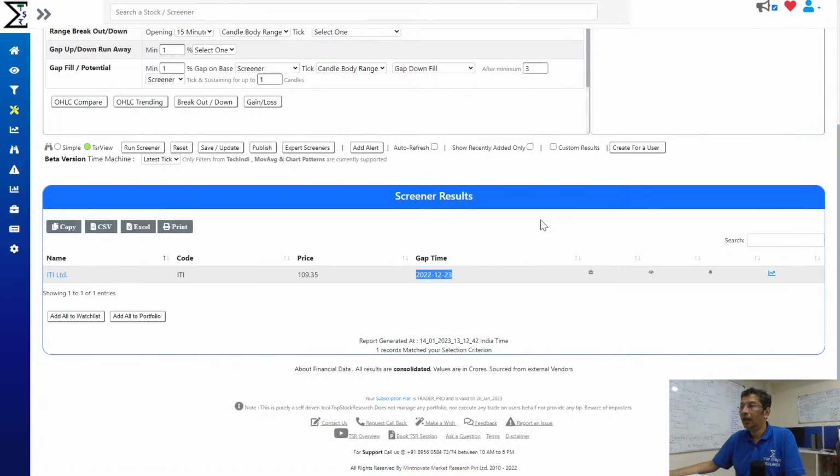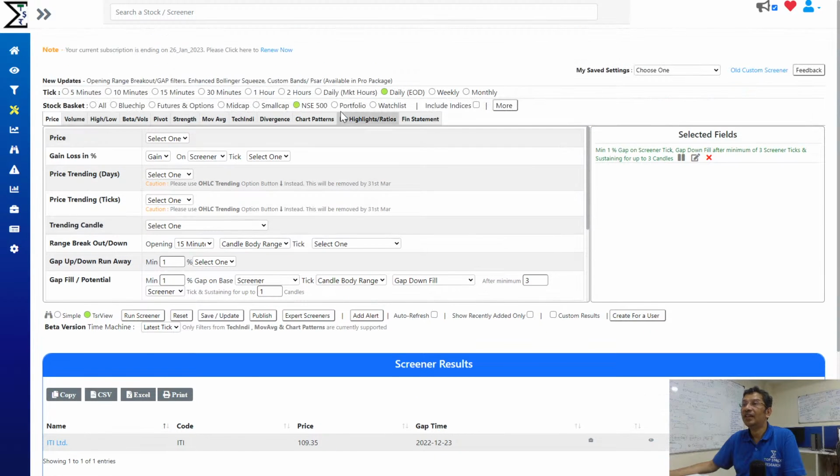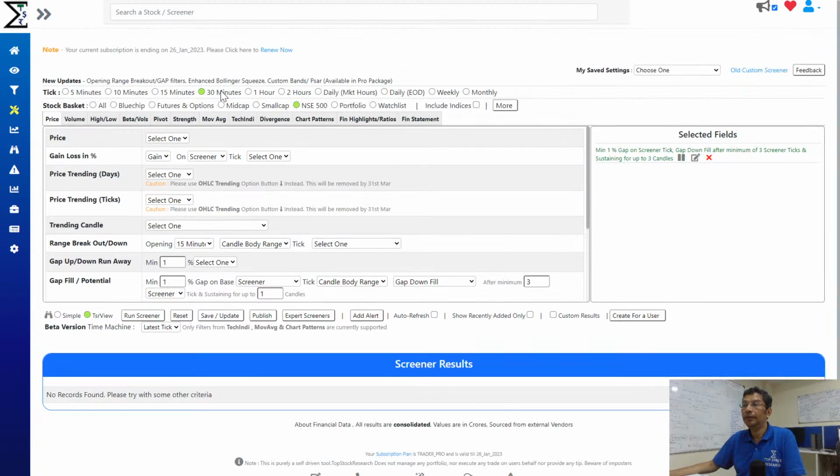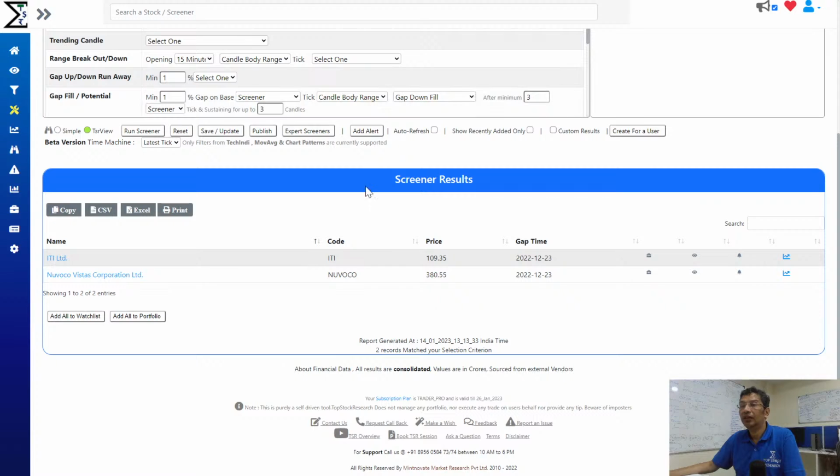Okay. Let me also try to find another example, maybe on a 30 minutes period or a weekly period or a 15 minutes period. Not too many gap fills are there with this condition. Maybe after a period of minimum, sustaining up to, let's say, 3 ticks. Okay, so again, ITI we saw. There's another one, Nuvoco. So again, there was a gap down and it filled, right?